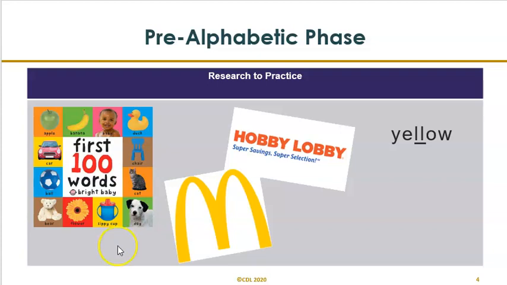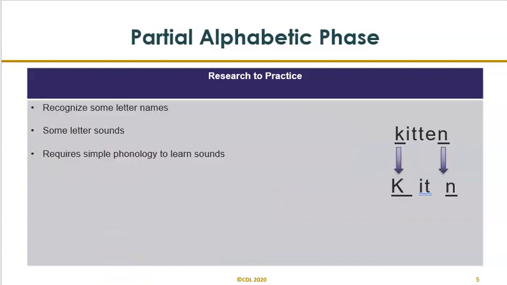This is early kindergarten. In the partial alphabetic phase, this is where students are going to recognize some letter names, some letter sounds, and it requires simple phonology to learn sounds. Recognizing words for a novice reader is difficult. So if a child is in the partial alphabetic phase, the job starts becoming a little easier.